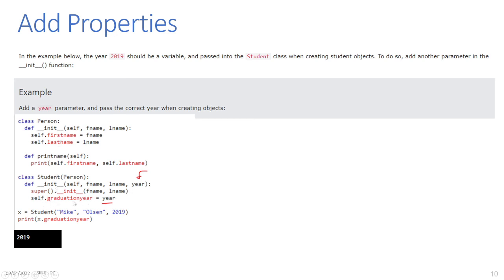Then self.graduation year is equal to year. So instead of a constant, we use year. So in creating a student object, we type student, then we have Mike Olson, and then specify the year. Then print x.graduation year. This will give us 2019.